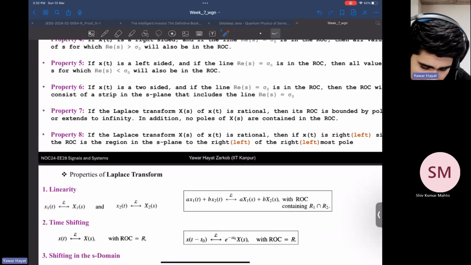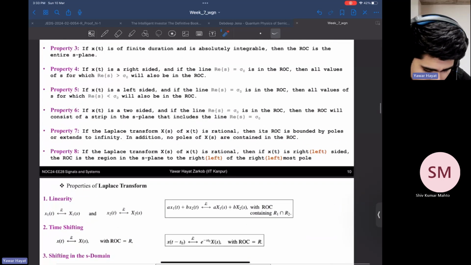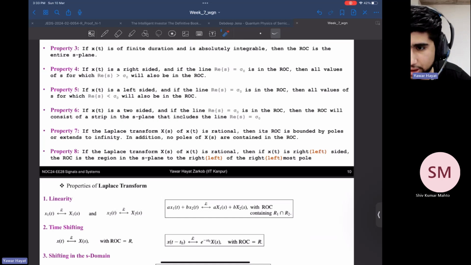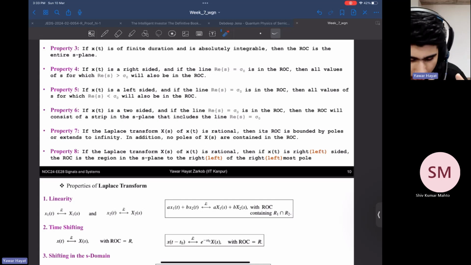If the Laplace transform of x of t is rational, then its ROC is bounded by poles or extends to infinity. In addition, no poles of x of s are contained in the ROC. Okay, so actually we'll see this one in the question also today. We'll be given a rational function x of s, Laplace transform of x of t, then its ROC would either be bounded by the poles or it would extend to infinity, right? And in no scenario would poles be contained in the ROC.